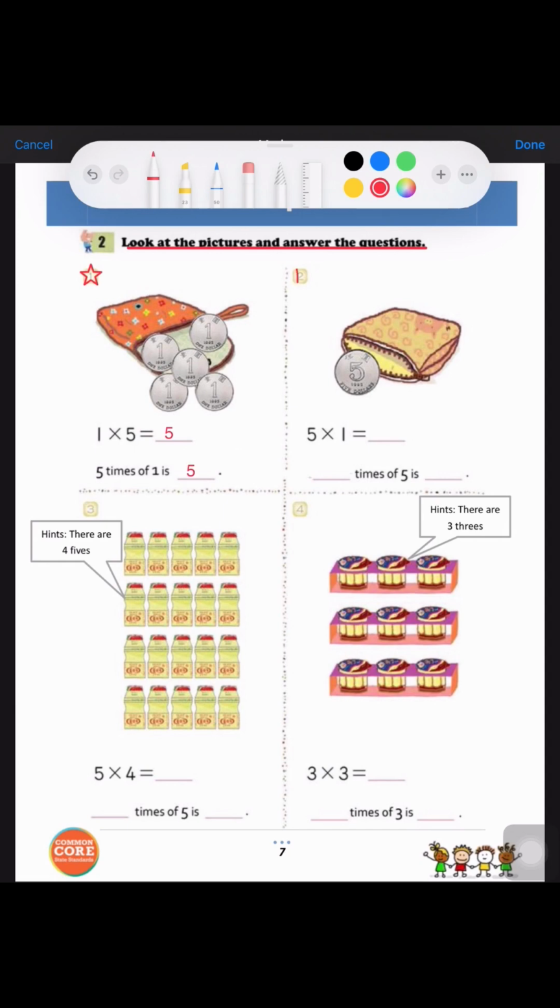Okay, next question, question 2. There is one $5, so how much is it? Yes, 5 times 1 is 5. It is $5, so 1 times of 5 is 5.